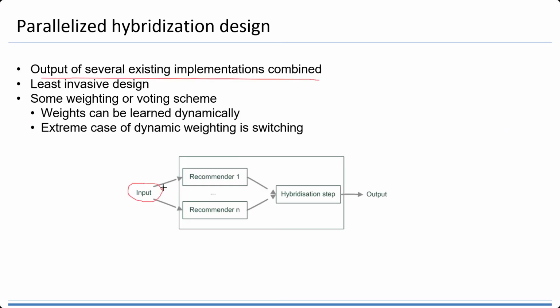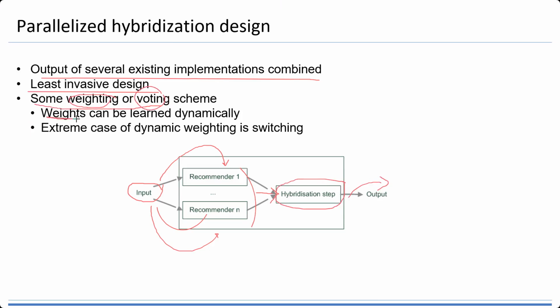We have input, we will do recommender 1, recommender 2, recommender n, and then we will combine. And after we combine it, we will do the hybridization step and then show the output. So we call this method the least invasive design. And this design requires a weighting or voting mechanism.